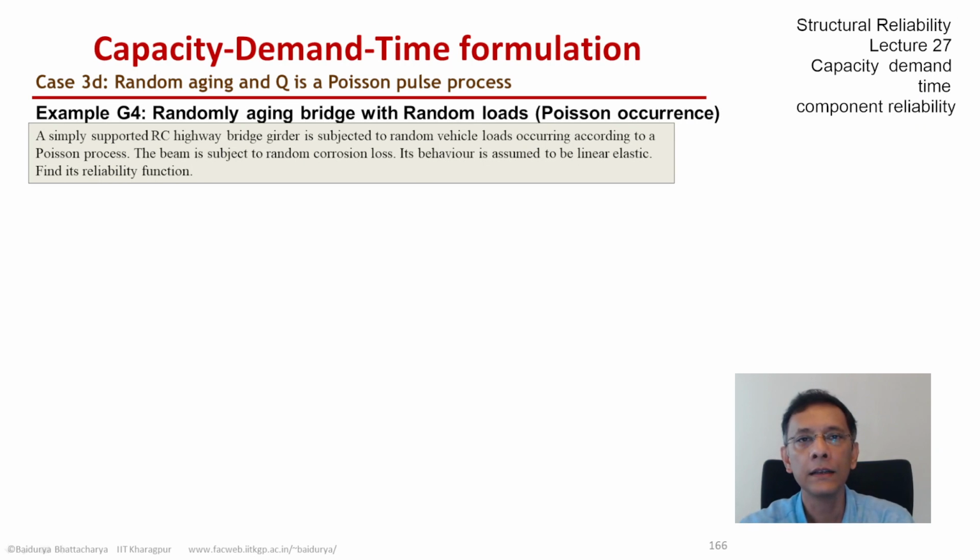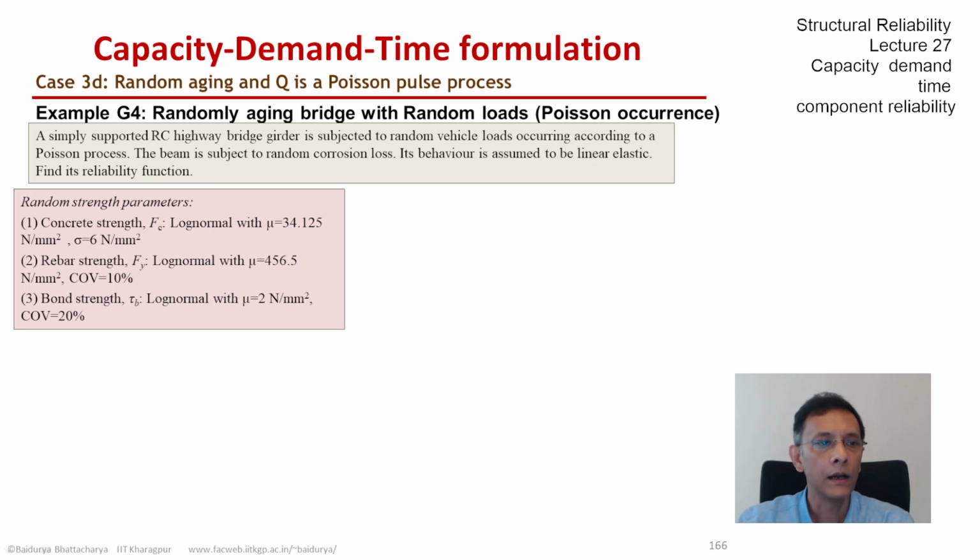Case 3D, random aging along with a Poisson pulse process model for the loads. We will continue with the example group G, in which we have been looking at the reliability of a bridge girder. This one is a reinforced concrete girder. So let's introduce the random variables and the non-random parameters as well.